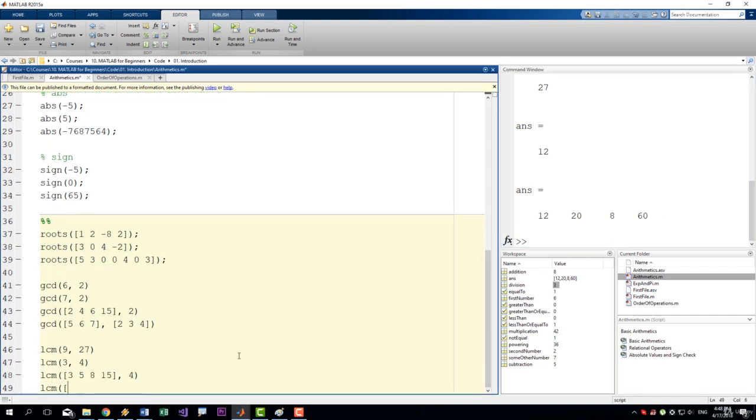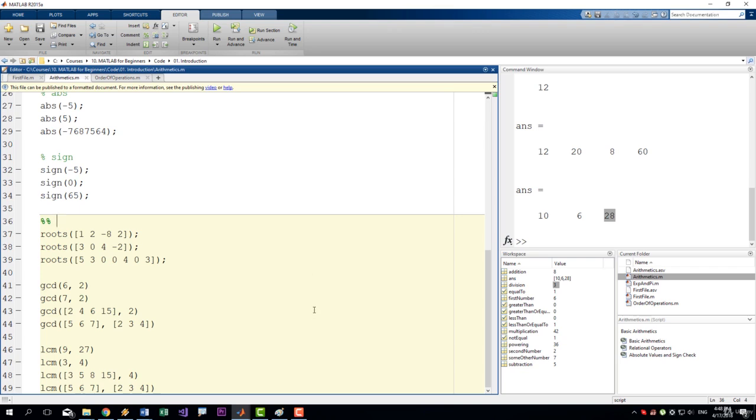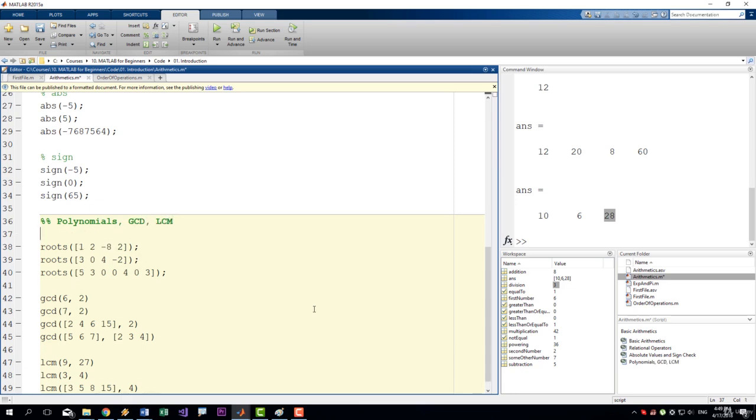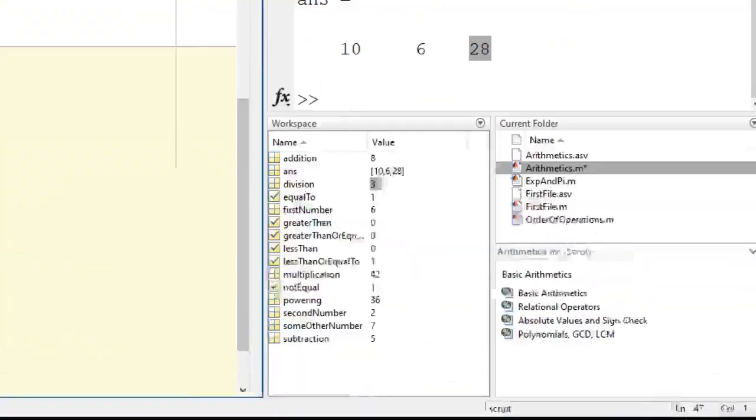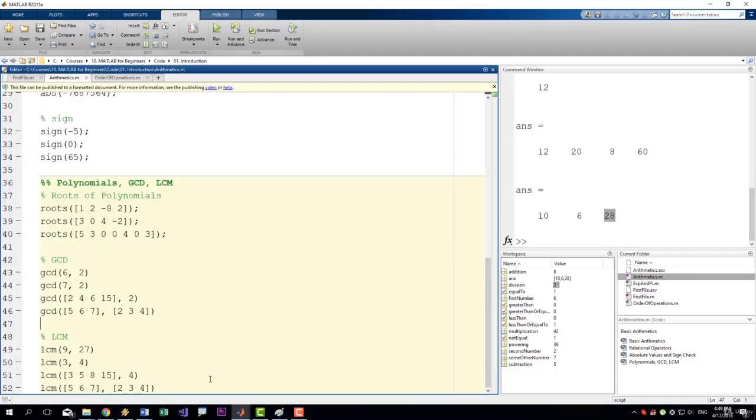And finally, we can test two sets of numbers. So 5, 6, 7. We are going to test the same sets of numbers, so 2, 3, 4. Like this. Let's run it. 10, 6, 28. Now let's document our code. This is polynomials GCD LCM. Roots of polynomials, GCD and LCM. So we are adding more and more sections to our file. It's looking pretty good. It's looking pretty good and ordered.